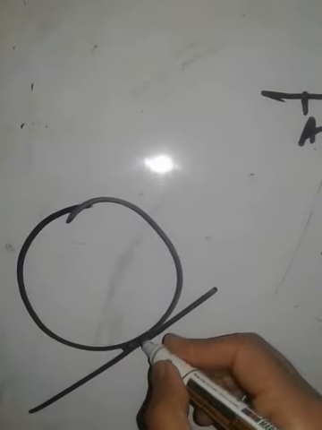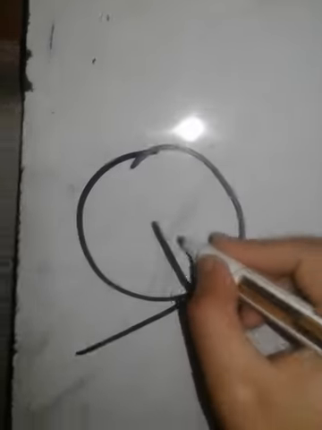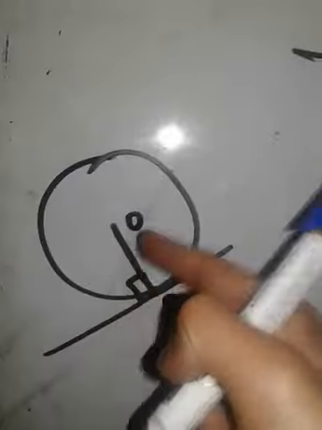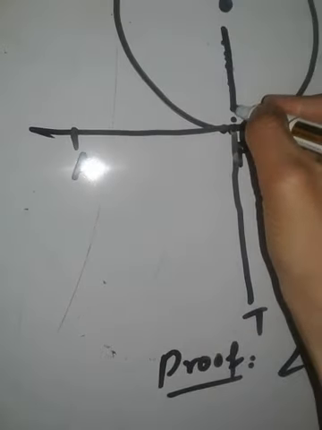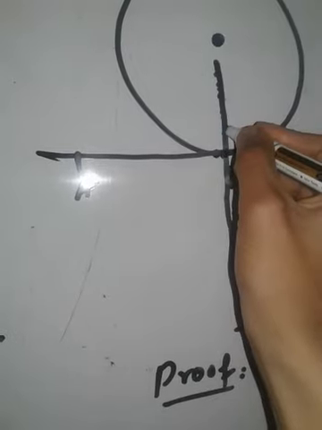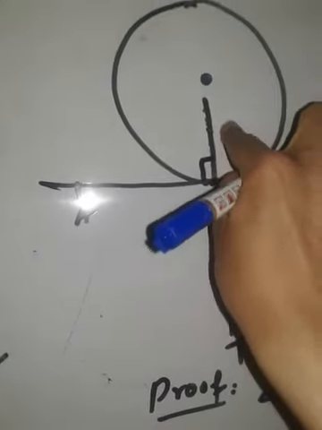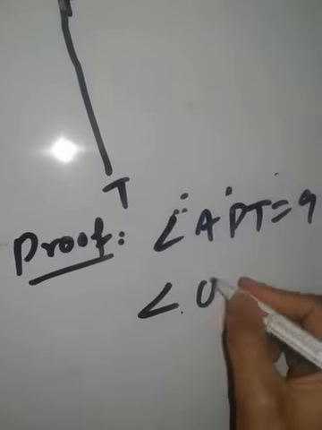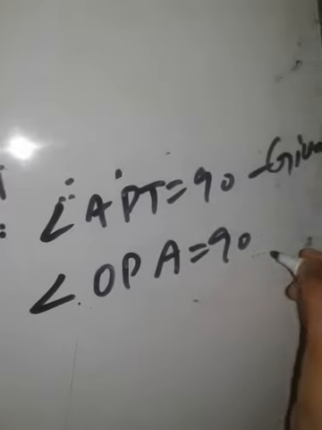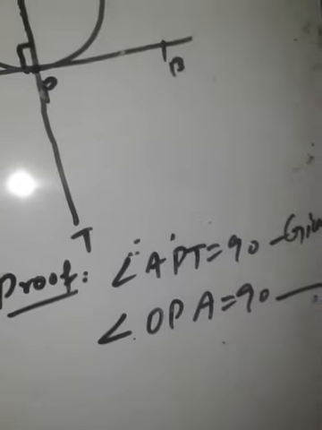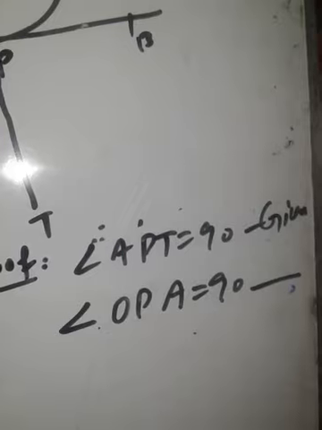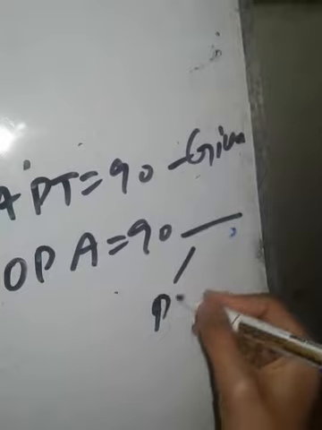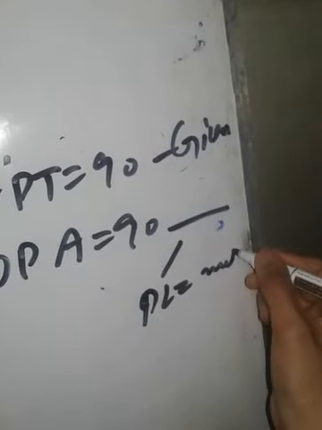If this was your tangent and we join the point of contact with the radius, here the angle is 90. So the tangent at the point of contact is perpendicular to the radius. This is your radius, this is your point of contact, so this is perpendicular, by theorem 9.1. So we will write angle OPA equals 90. Why? Because the radius at the point of contact is perpendicular to the tangent. Please mention it yourself.